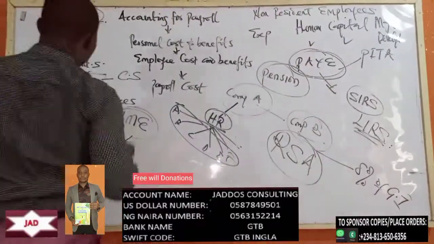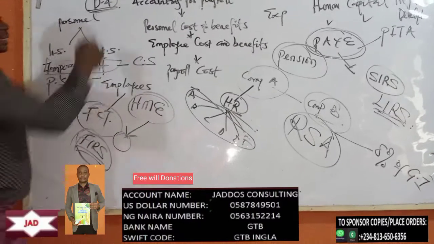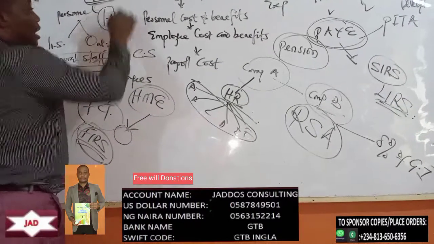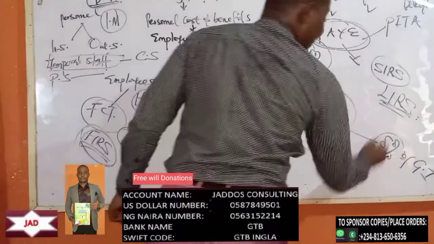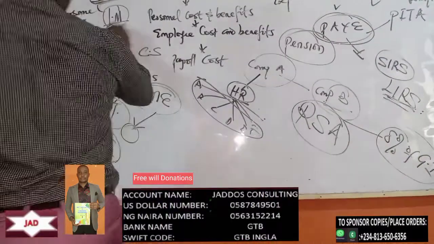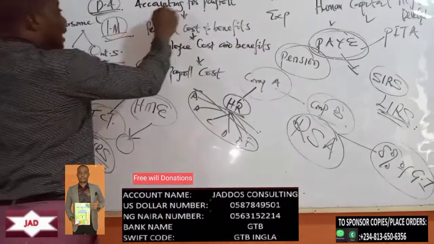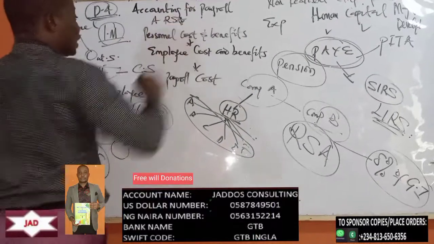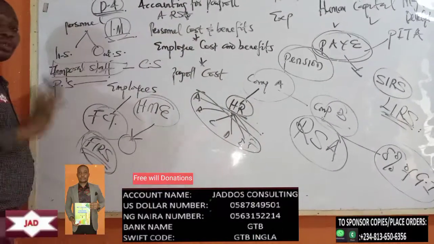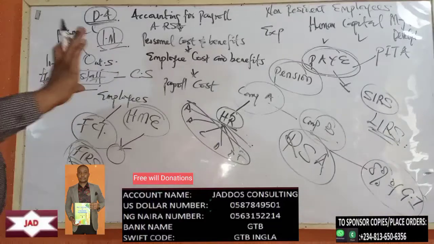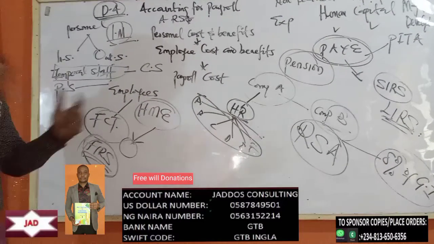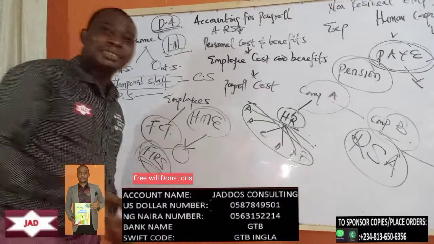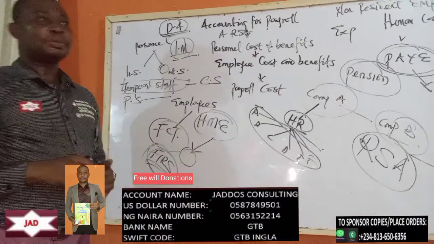So what I'm saying is that if an employee is earning say 1 million per annum, that employee is expected to contribute 8% of that 1 million to a retirement savings account. Of course, he has the right to choose whichever administrator that he wants. So you can decide to choose the likes of maybe Stanbic IBTC, maybe Legal Pension.